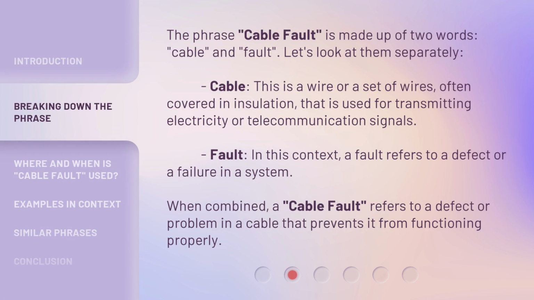The phrase, cable fault, is made up of two words, cable and fault. Let's look at them separately. Cable. This is a wire or a set of wires, often covered in insulation, that is used for transmitting electricity or telecommunication signals. Fault. In this context, a fault refers to a defect or a failure in a system. When combined, a cable fault refers to a defect or problem in a cable that prevents it from functioning properly.